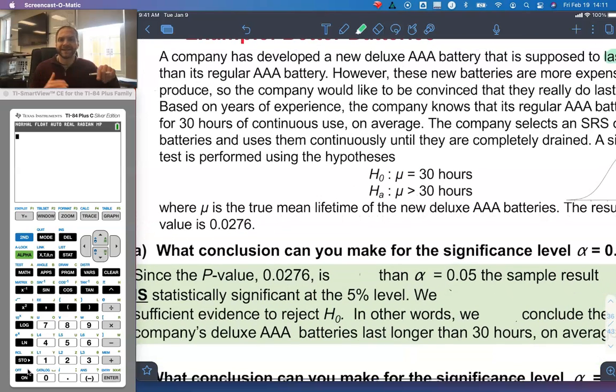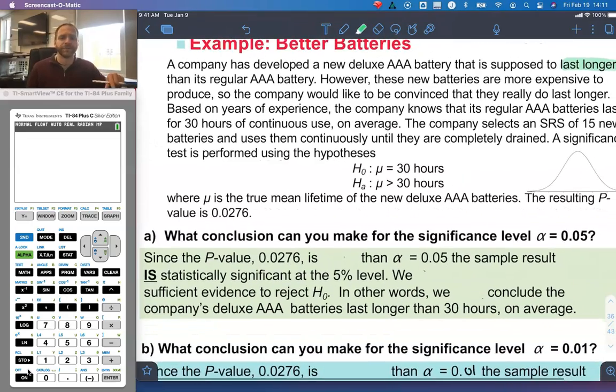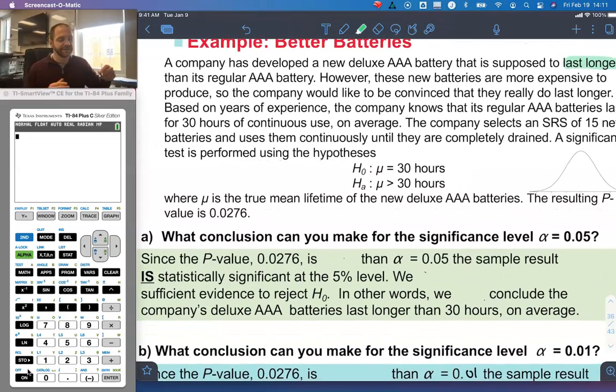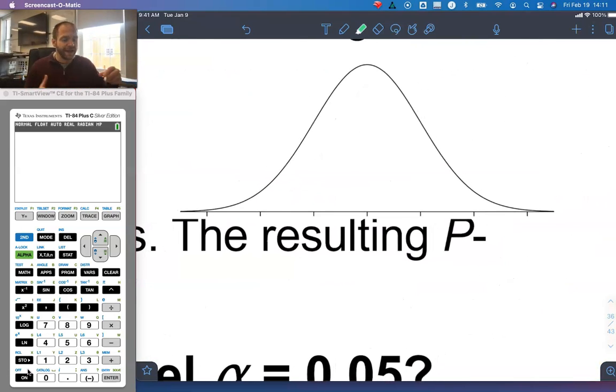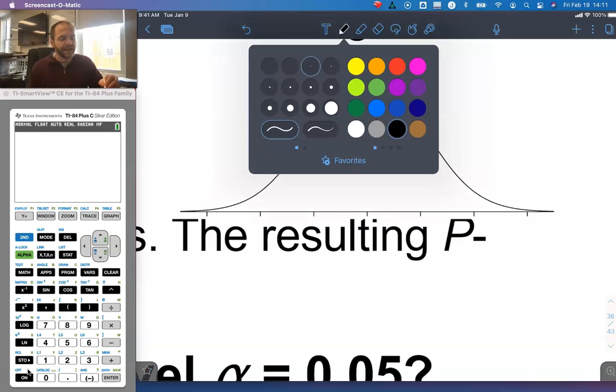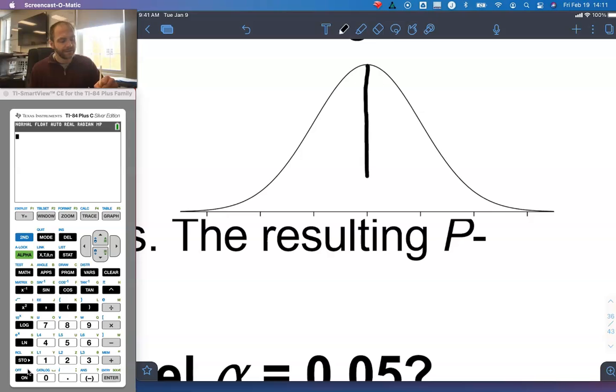Now, when this significance test was done by the company, they got a p-value of 0.0276. So you can see right here, I have a distribution, and that distribution is based off of the claim that the population is true. So what this distribution is saying is that this is true. That, hey, your mu equals 30. I mean, that's what that's saying in the middle. So if it's true, what do we find out?